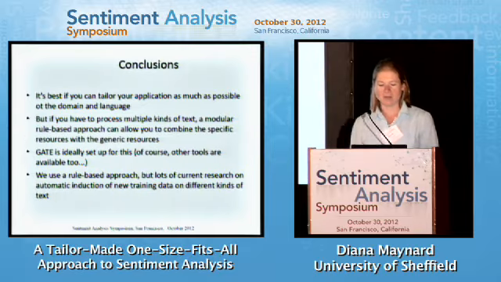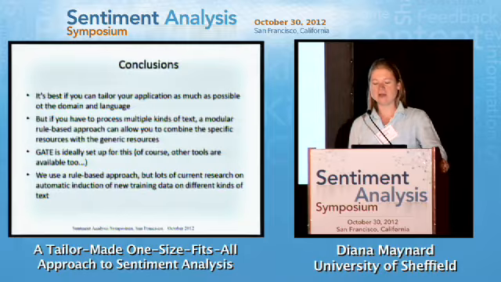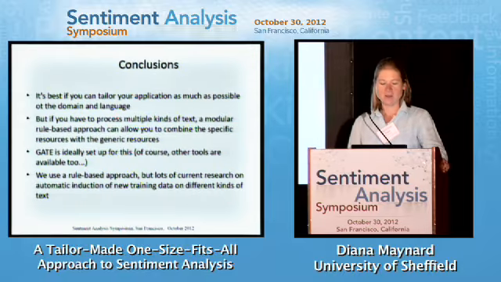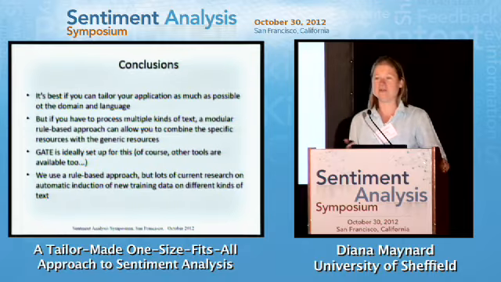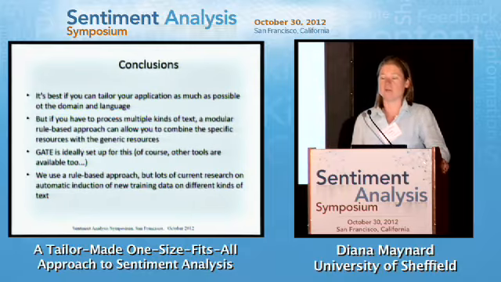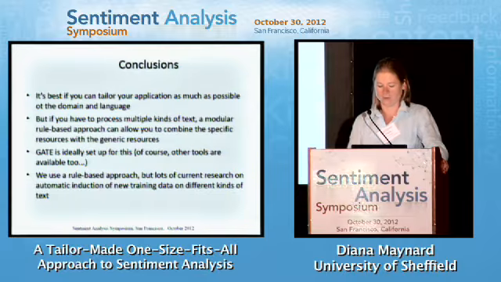So to sum up then, it's best if you can tailor your application as much as possible to the domain and language. However, if you do have to process multiple kinds of text, a modular rule-based approach can allow you to combine the specific resources with the generic resources. Gate is ideally set up for this, but obviously there are lots of other tools which are available too. We use a rule-based approach, but there's also lots of current research on automatic induction of new training data on different kinds of text. So, as I say, machine learning approaches are possible, but we've decided to go for this rule-based approach.